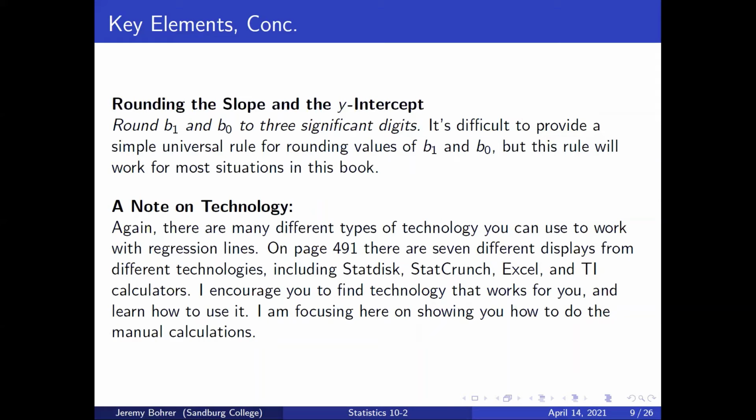A note on technology. Again, there are many different types of technology you can use to work with regression lines. On page 491, there are 7 different displays from different technologies, including StatDisk, StatCrunch, Excel, and TI calculators. I encourage you to find technology that works for you and learn how to use it. I am focusing here on showing you how to do the manual calculations.